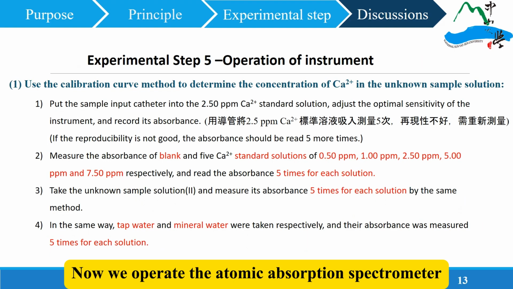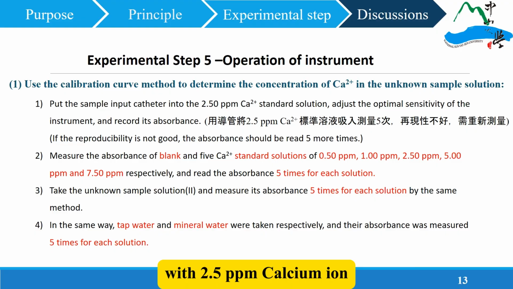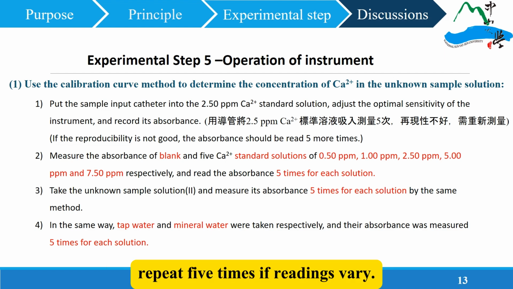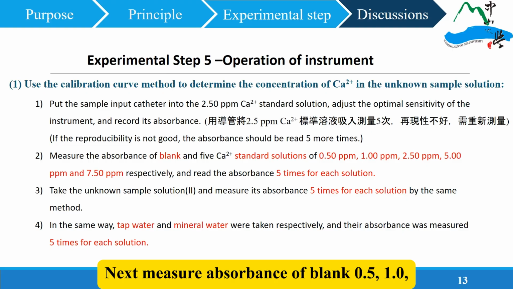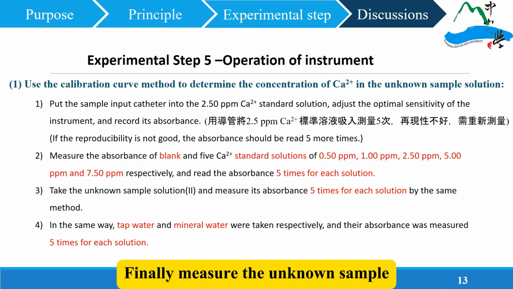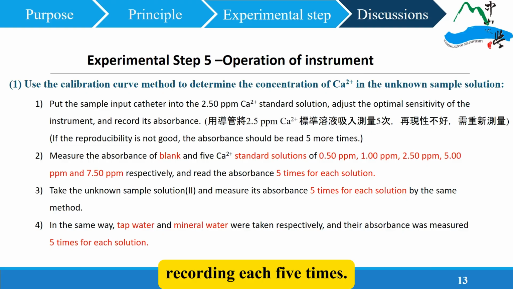Now, we operate the atomic absorption spectrometer. First, we use the calibration curve method with 2.5 ppm calcium ion to adjust sensitivity and record absorbance. Repeat 5 times if readings vary. Next, measure absorbance of blank, 0.5, 1.0, 2.5, 5.0, and 7.5 ppm calcium ion. Repeat 5 times for accuracy. Finally, measure the unknown sample and also analyze tap water and mineral water, recording each 5 times.